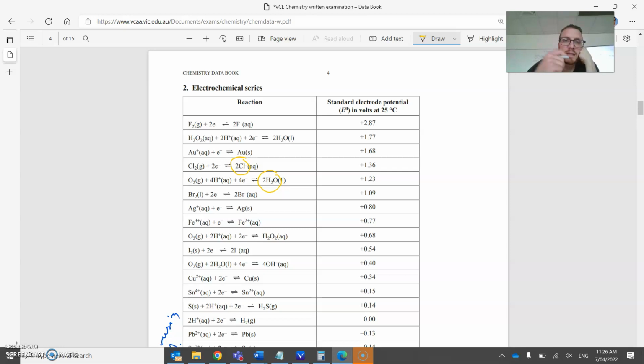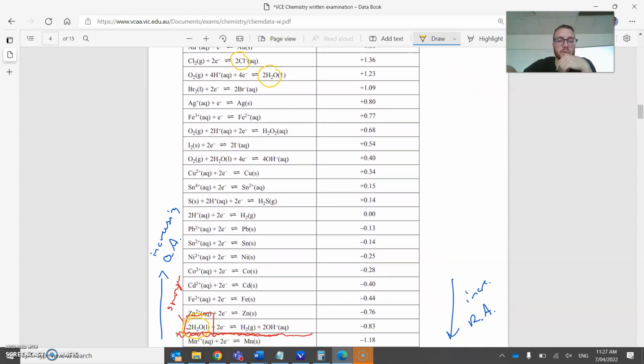Remember too that the electrochemical series is under standard conditions. What are those conditions? We've got 25 degrees C, 100 kPa, and 1 molar concentrations. So if I change the concentration, we may change the order, and I'll talk about one of the exceptions we need to know.